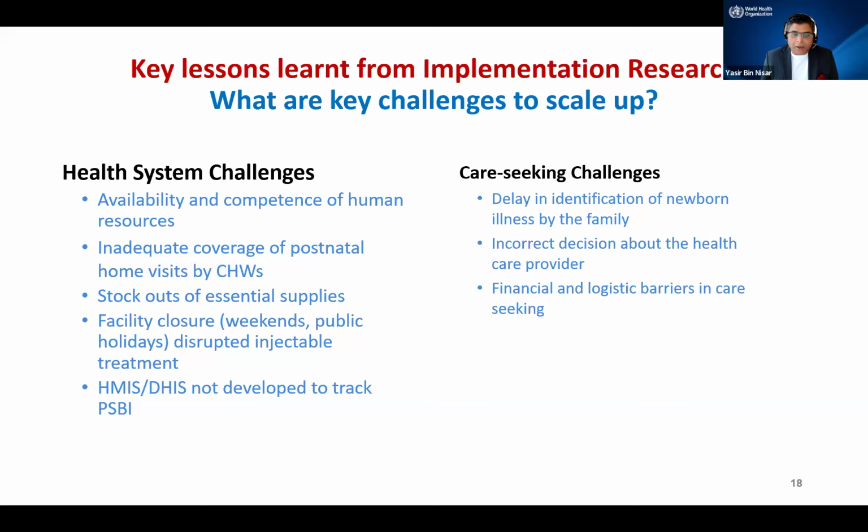And lastly, HMIS and DHIS are not developed to track PSBI cases. We actually introduced a parallel system for this research, but now we are trying to incorporate PSBI within the context of the health management information system and district health information system, so that policymakers and program managers can use this data for their policy making exercises. There are some care seeking challenges also, such as delay in identification, incorrect decision about healthcare provider, and financial and logistic barriers in care seeking.